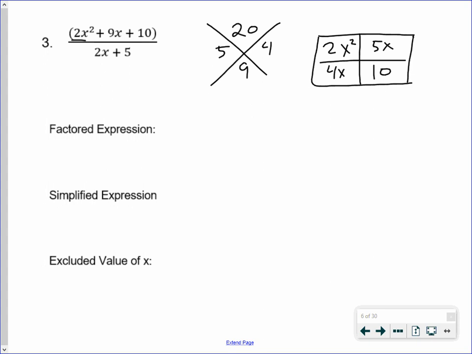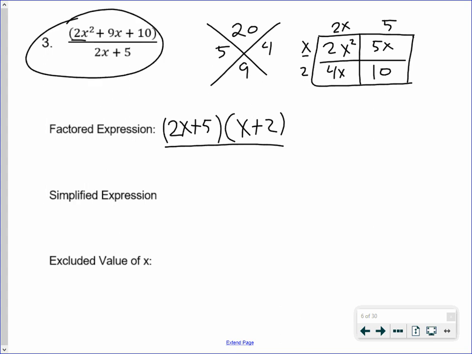The GCF of the first row is just x, and x times 2x gives us 2x squared. 2x times 2 gives us 4x. Now x times 5 gives us 5x, and we see that 5 times 2 does give us 10. So our factors that we got from our box method are correct. So our factored form is going to be 2x plus 5 multiplied by x plus 2 on the top. And now for the bottom, we have 2x plus 5 in our original expression. 2x plus 5 cannot be factored down anymore, so we can just rewrite it on the bottom.